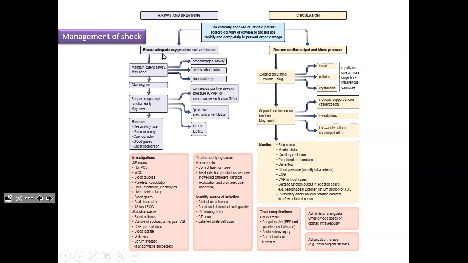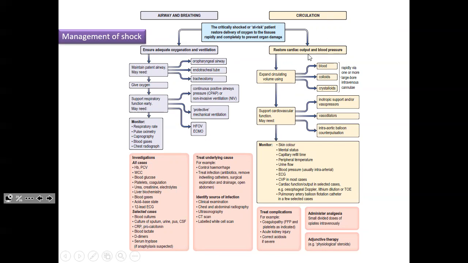Okay. So we need to make sure that they have a patent airway. We need to give them oxygen, support respiratory function. We need to monitor their respiratory rate, pulse oximetry for oxygen saturation, and anything else that may be needed. We need to do their blood gases. We call them arterial blood gases, ABGs. We need to give them, if they need, mechanical ventilation. We need to do all of these investigations, including culture, CBC, electrolytes, renal function, liver function, everything. And whatever is needed, that needs to be given.